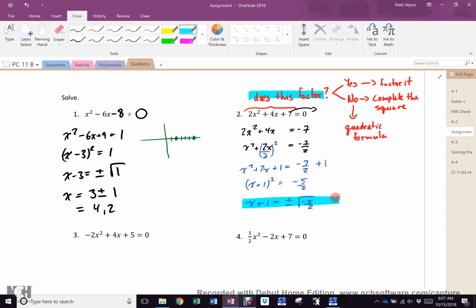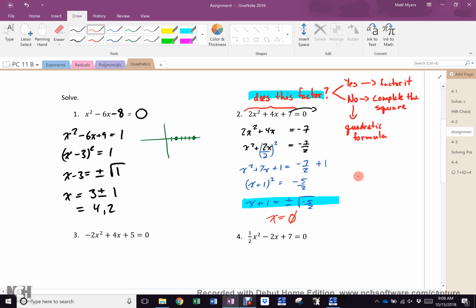You don't need to move the 1 over because something is wrong right now. What is wrong? You can't have a square root of a negative number because it doesn't exist. Which means, in this question, x can't equal anything, can it?